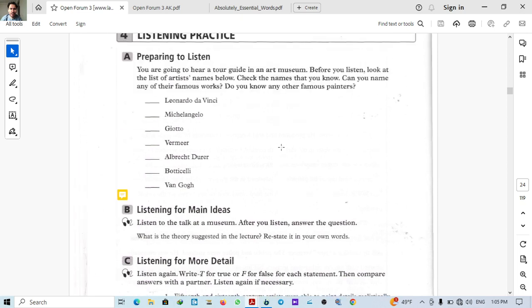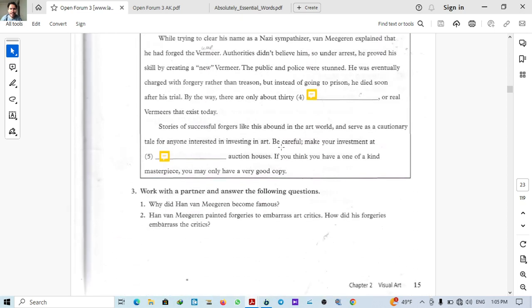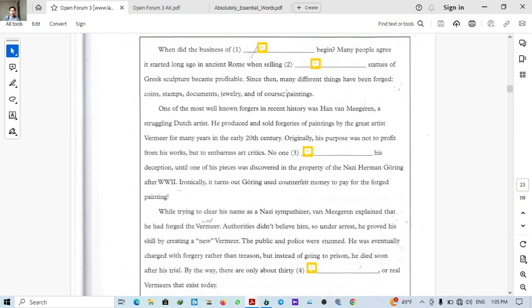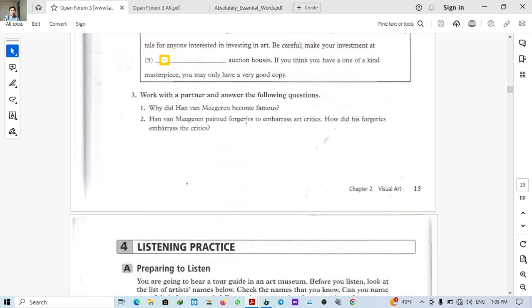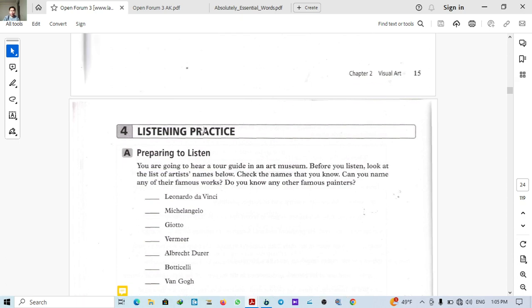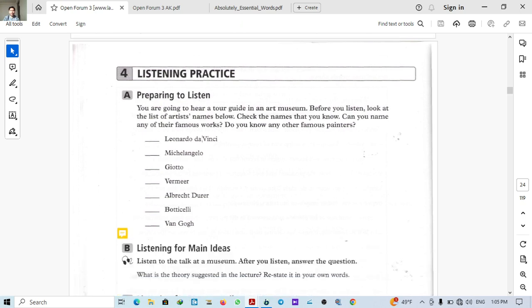If you remember, last time I recommended that you employ appropriate words to fill out the blank spaces in this chart, and I'm sure you have done it. So today we start from down here. Number 4, Listening Practice, which is Unit 2, Visual Art, page 16.